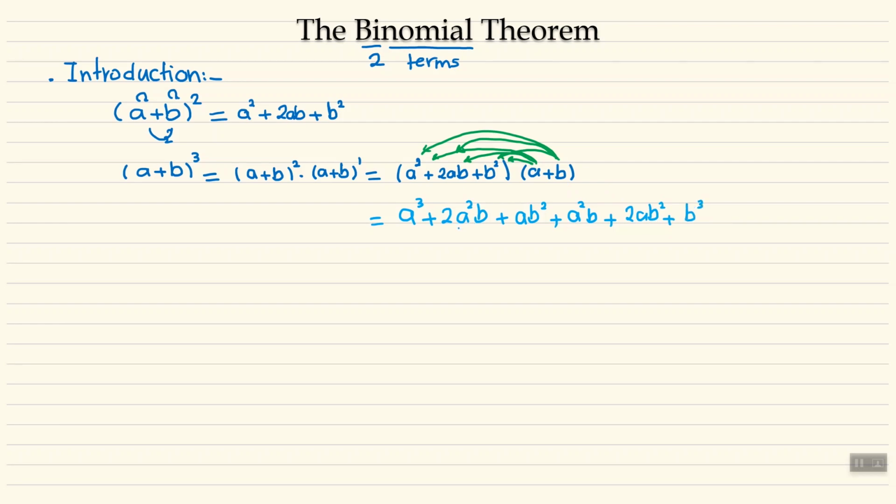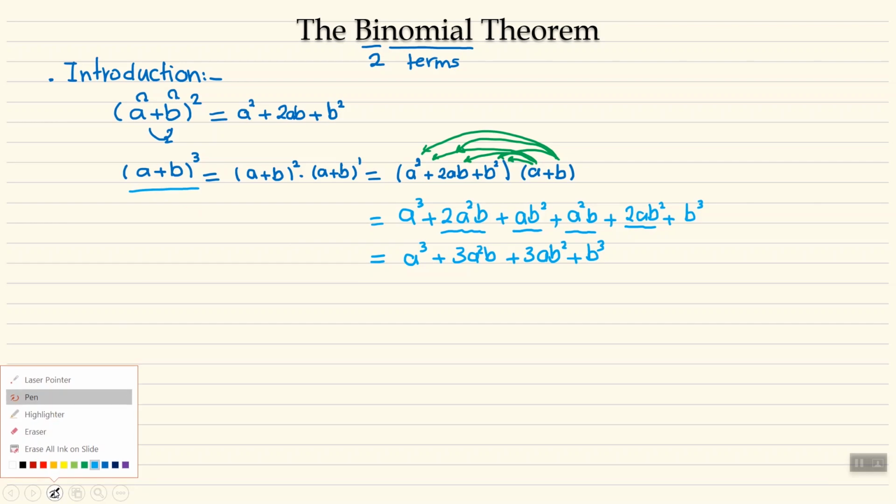Now we can collect like terms. This is 2a squared b, and this is a squared b, so it becomes a cubed plus 3a squared b. This is ab squared, this is 2ab squared. We collect them, we get 3ab squared, and we end with b cubed, and this is going to be the answer to a plus b to the power of 3. You might have noticed that a plus b to the power of 3 takes a lot more work than a plus b to the power of 2.